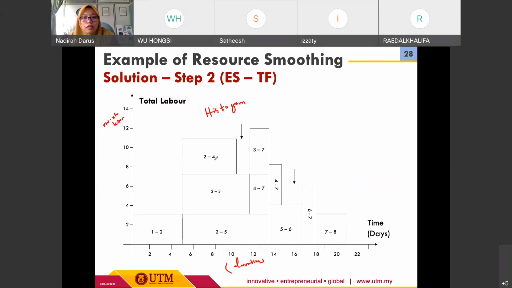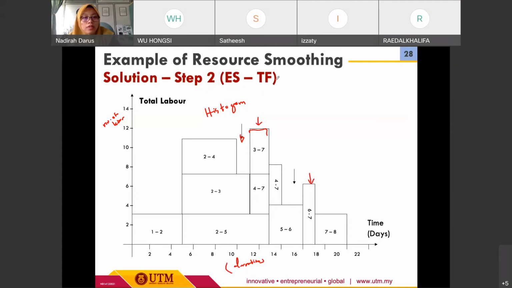Once we do this first step, we notice that here we have some trough, and then a slight peak here, and again we have a trough for these activities, and some peak over here. Based on this histogram plotting, we can observe which activity requires resource smoothing.